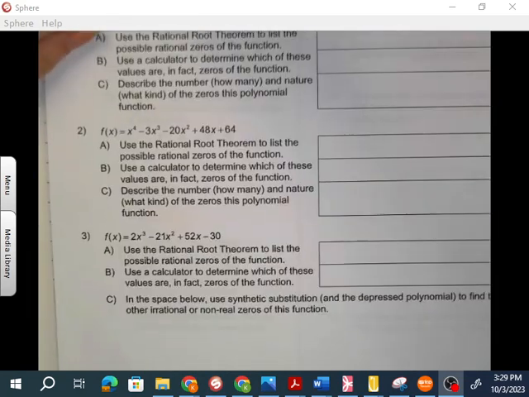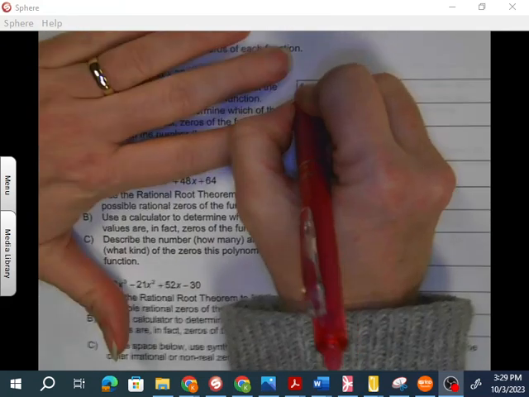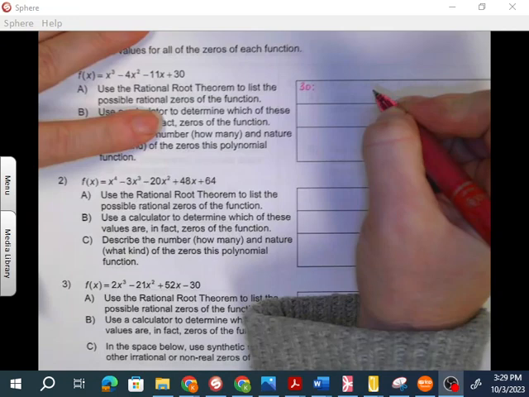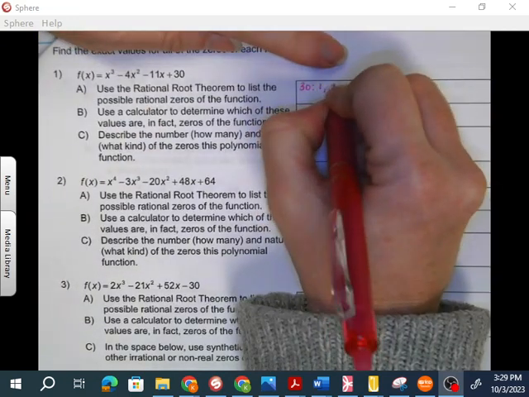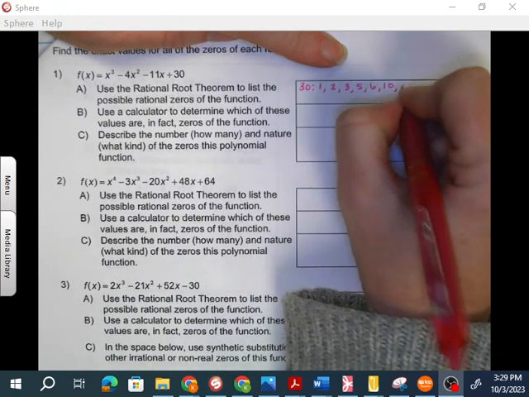First thing we're going to do is make our list. So we're going to factor the back number. So I'm factoring 30. Factors of 30 are 1, 2, 3, 5, 6, 10, 15, and 30.